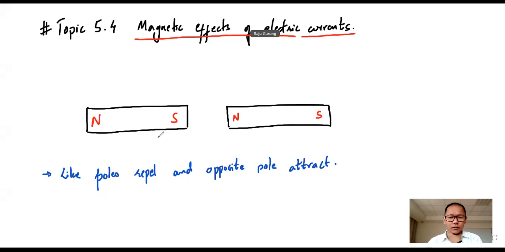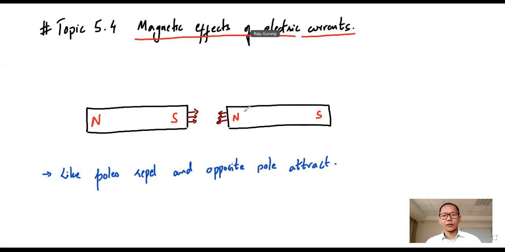So what about the forces? Okay, so we said that like poles repel and opposite poles attract. In any magnet, when you put it in such a way that the two poles are opposite, in this case the poles here are opposite, right? So this is a north pole here, and this is the south pole. If they are opposite poles, then they tend to attract. So these two magnets tend to attract each other.